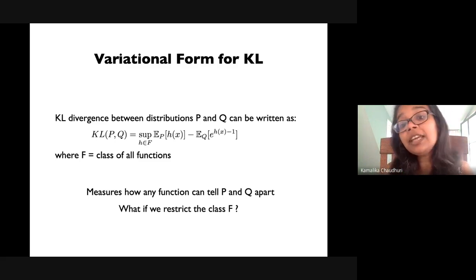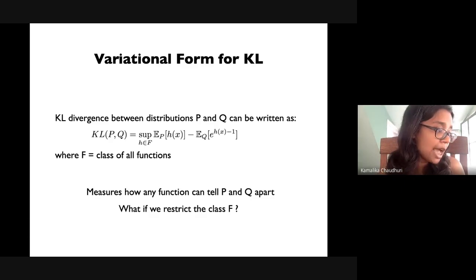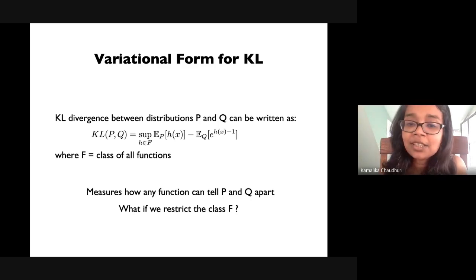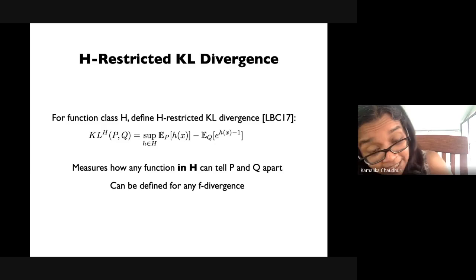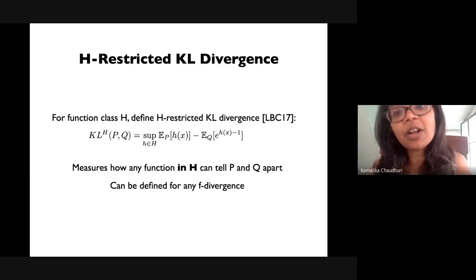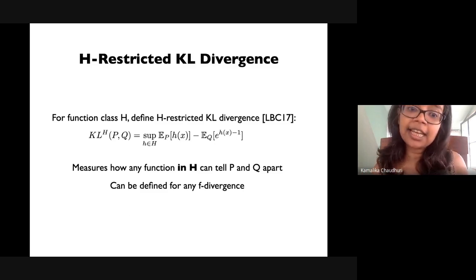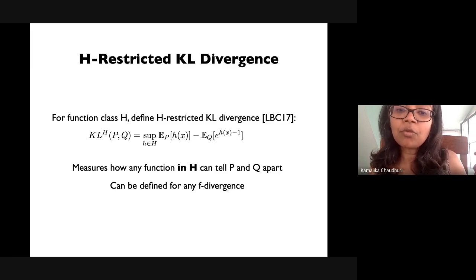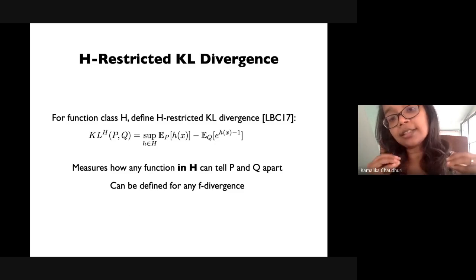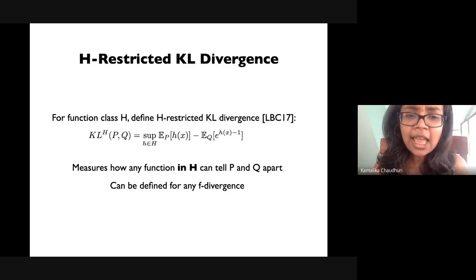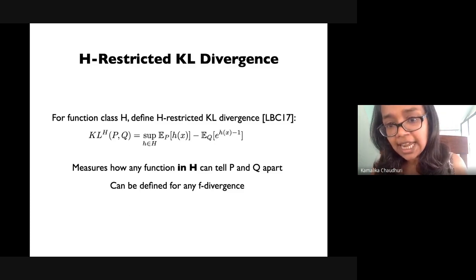Now, tail divergence gives a way to tell us how any function can tell P and Q apart. So one thing we could do when we are trying to look at capacity bounded privacy is restrict the function class. This in fact has been done before, and this leads to what is called the H-restricted tail divergence. What you are doing here is, the H-restricted tail divergence between two distributions P and Q is the supremum over all functions h in a function class capital H. So F was the class of all functions, and instead you look at all functions in a specific function class, and you can measure how any function in H can tell P and Q apart.